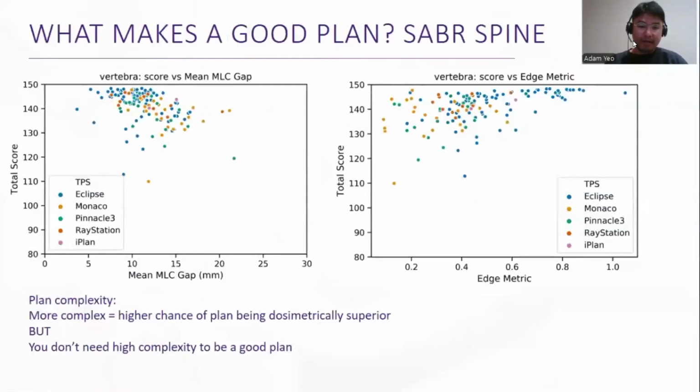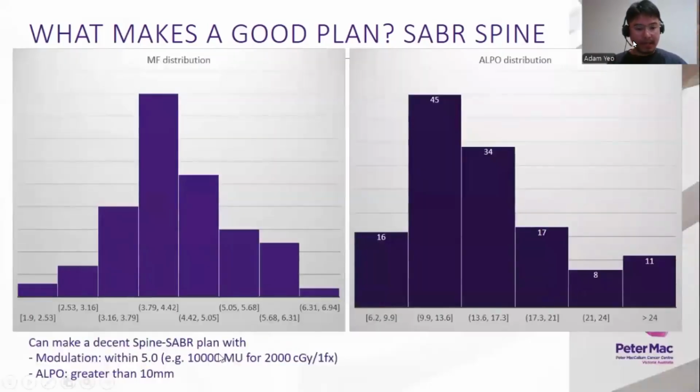And as we move on to spine SABR, the same story. When you score with a certain set of metrics, a more complex plan can ideally achieve a higher chance of being dosimetrically superior, but you really don't need too high a complexity plan to be a good plan. And the scoring, when you see here, is similar, with a wide range of variation in terms of the plan complexity metrics, such as MLC gap or other metrics here. So the take-home message across the body sites: we really don't need a very high modulation or plan complexity to achieve a good plan.